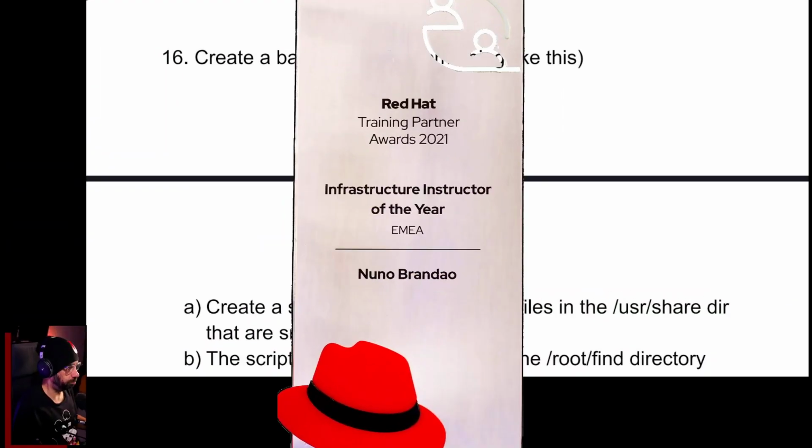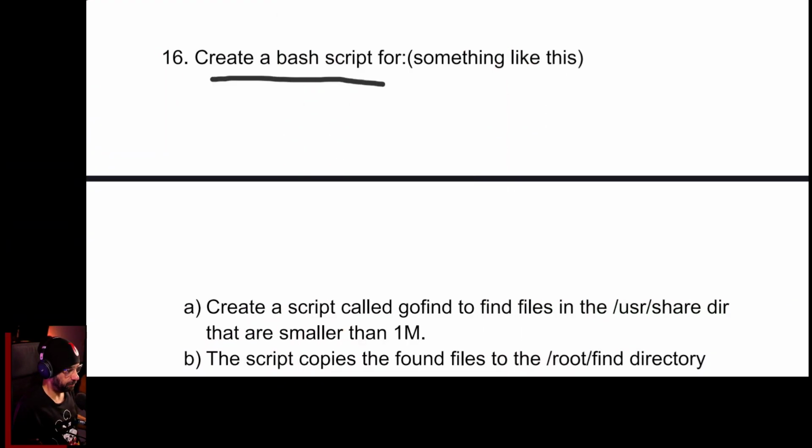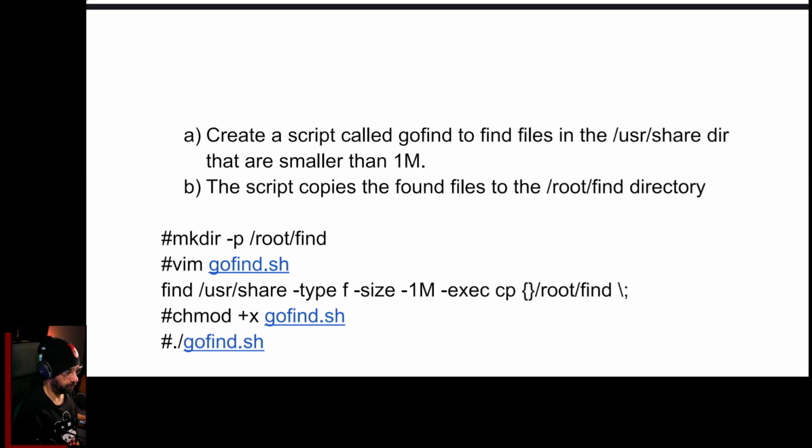Let's check it out. So, create the bash script for something like this. I don't remember all the details, of course. It's something like this. Create a script called go find that finds files in the /usr/share directory that are smaller than 1 megabyte and put them in the /root/find directory.